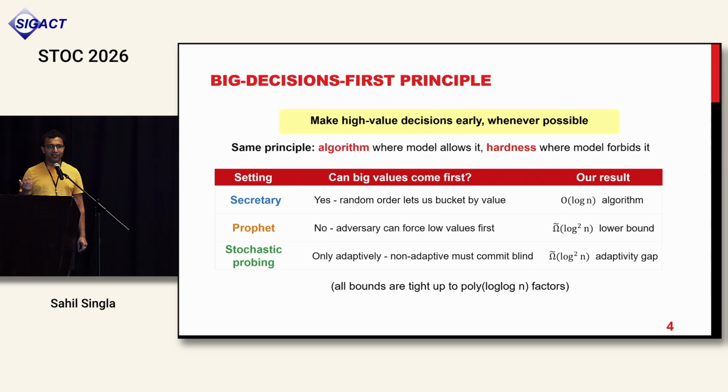In the profit model, which is another model where elements come in a stochastic setting but in an adversarial order, the adversary can really force you by first presenting all the low weight elements, then gradually higher and higher. So it's totally the opposite, and here your algorithm has to incur an extra log. The right answer turns out to be around log squared. Similarly, for stochastic probing, again the adversary can do better, and the right answer is log squared. All of these bounds are tight up to polylog. This is the main message. The next three slides, I'll give a high-level idea of how we go about it.